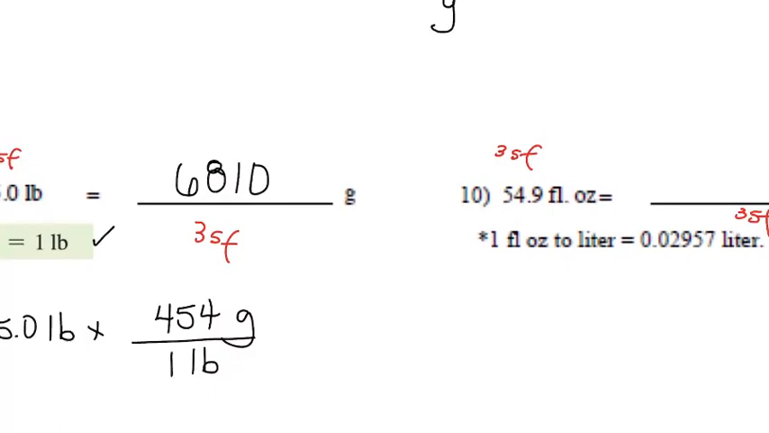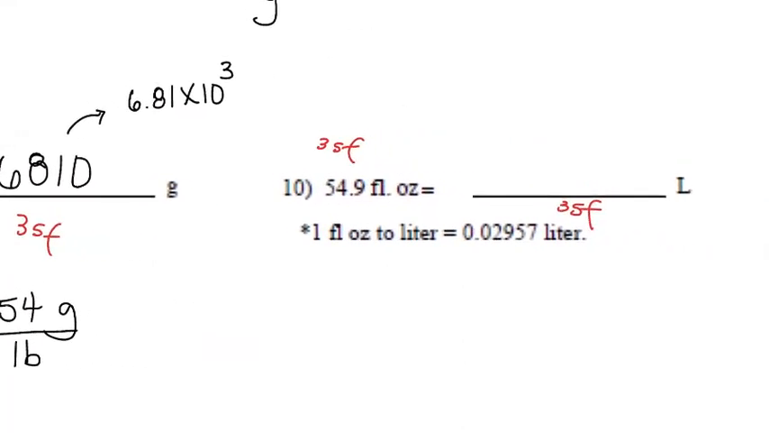So what would this value be in scientific notation? 6.81 times 10 to the 3. Okay. So understand that the main thing here is 3 sig figs. It doesn't matter if it's regular notation or scientific.